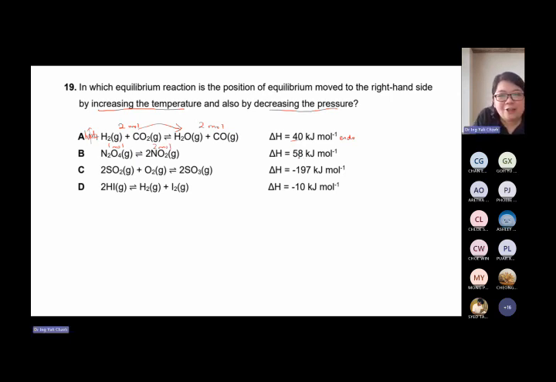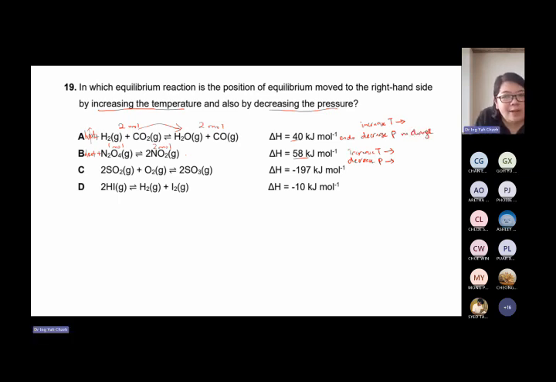So delta H is again endothermic, so I add heat to the left hand side, because endothermic means absorb heat. Again, if I increase the temperature, equilibrium will shift to the right. Increase T, move to the right. Decrease P. Here also, increase T, move to the right. Decrease P, no change.